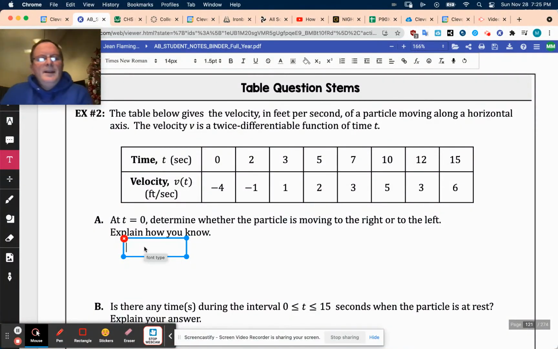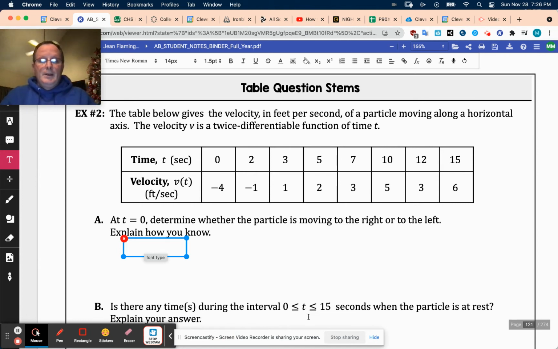Okay, on example 2 in lesson 4.2, it says at t equals 0, determine whether the particle is moving to the right or left. They gave you a table of values with the time and the velocity, and the particle is moving along the horizontal axis, so left and right. When we look here at t equals 0, we see the velocity is negative. So at that moment, the particle has to be moving to the left, because a negative velocity indicates a movement to the left. That's exactly what we need to say.